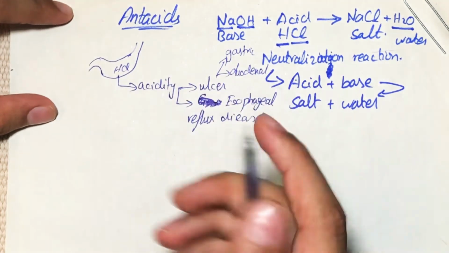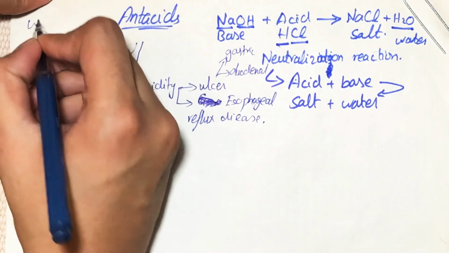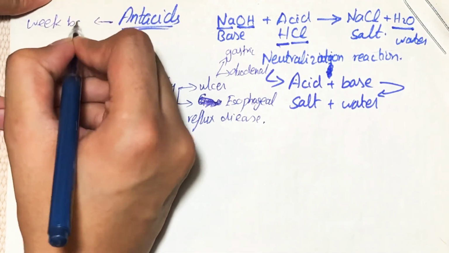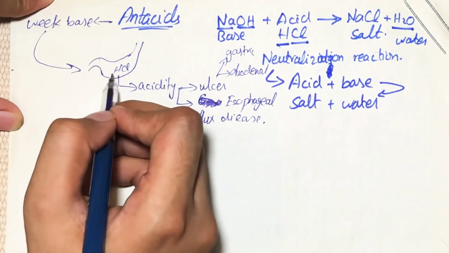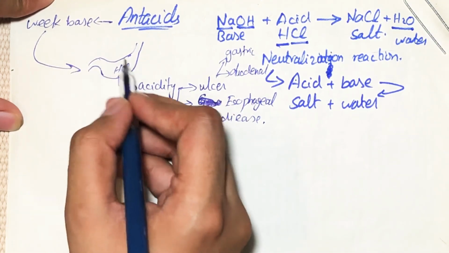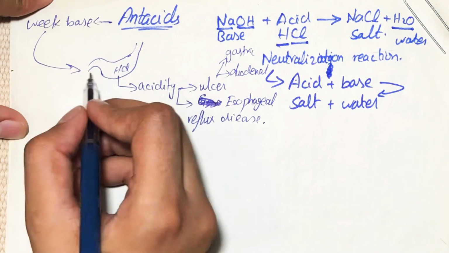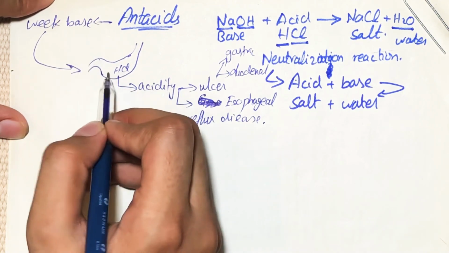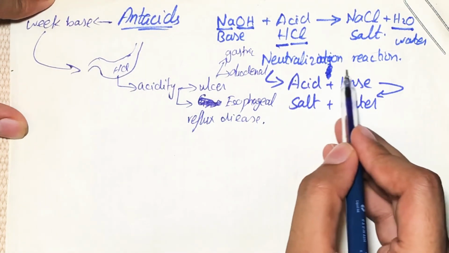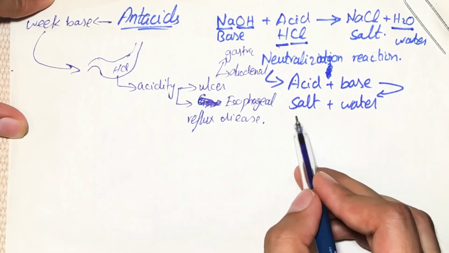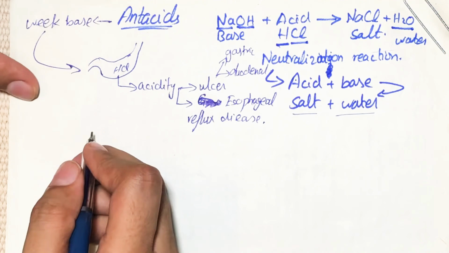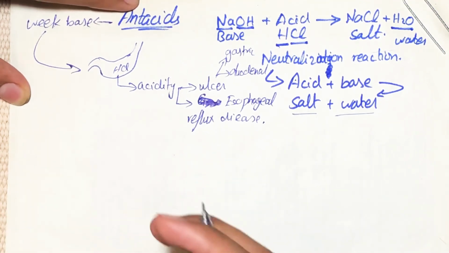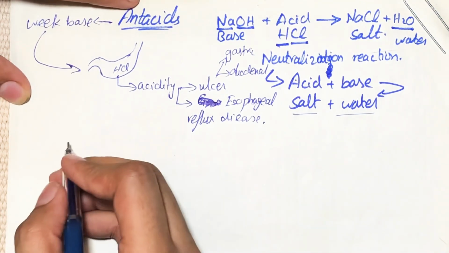So what are antacids? These are actually weak bases which neutralize the acid being produced inside the stomach. What will happen when there is a reaction between acid and base? This is called a neutralization reaction, and there is formation of salt and water. So this is how antacids work. They neutralize the acid which is causing trouble inside the stomach.